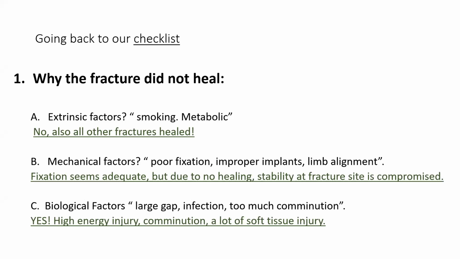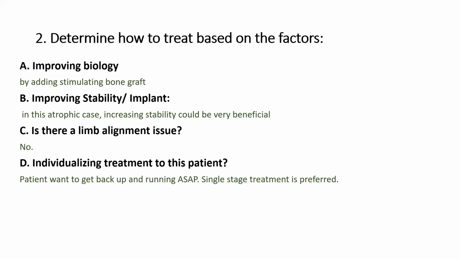See, it might take some time in the beginning, but we'll see with the other cases that it will flow easier. So no extrinsic factors, no mechanical factors, however, really biological factors. Number two, determining how to treat based on the factors that you mentioned. Improving biology in this fracture, we can do it by adding bone graft, improving stability or implant. In this atrophy case, increasing stability could be very beneficial, even though the initial fixation was stable, okay? But if you have to go in again to improve something, try to improve it better, okay?